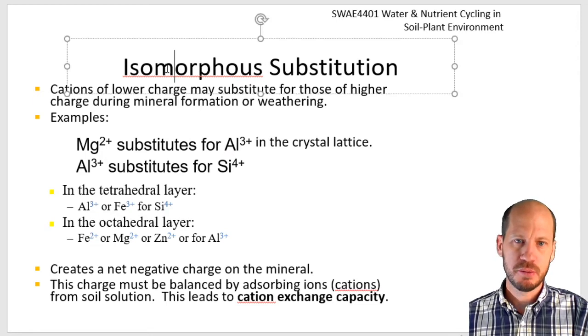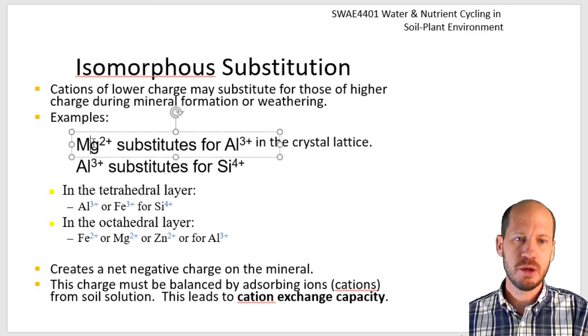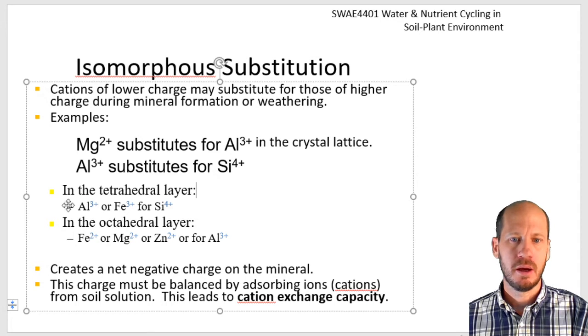Isomorphous substitution is when, in the original structure of the clay, you have an ion of higher valence, for example silicon, and this silicon can be substituted by aluminum, and therefore you lack one charge, and it becomes negatively charged.